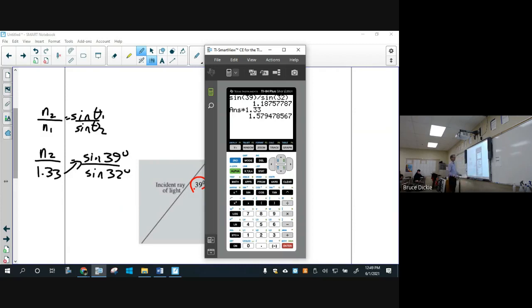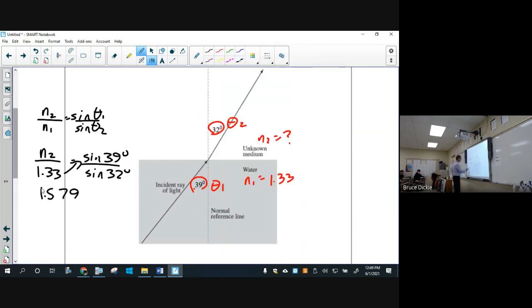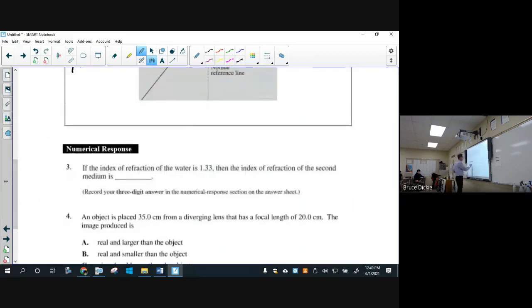And that gives me a value of 1.579, which we round to 3 digits. So it becomes 1.58. Okay? And no scientific notation there, just a number, 1.58.